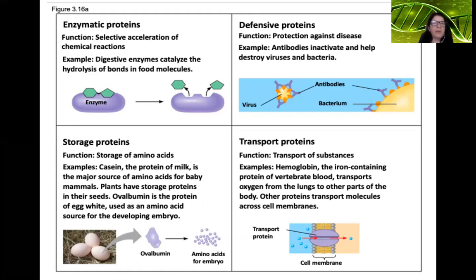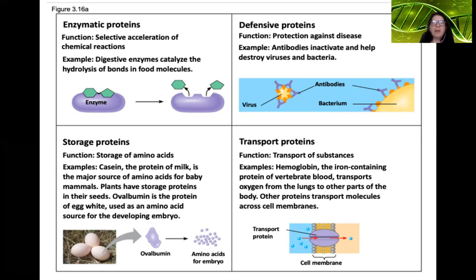What you're most familiar with probably is enzymatic proteins. Proteins are enzymes. They function by specifically accelerating, speeding up chemical reactions. So they control chemical reactions inside a cell. And an example would be digestive enzymes, which catalyze the hydrolysis of bonds in our food.